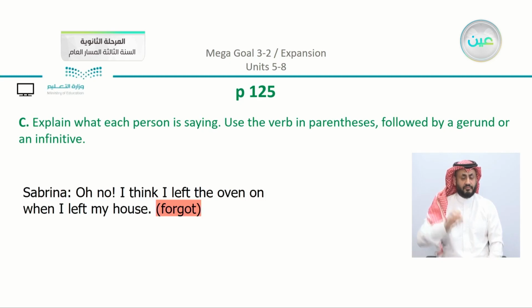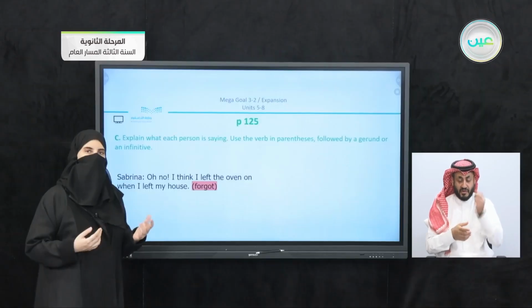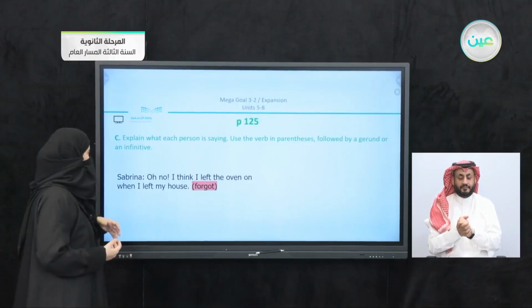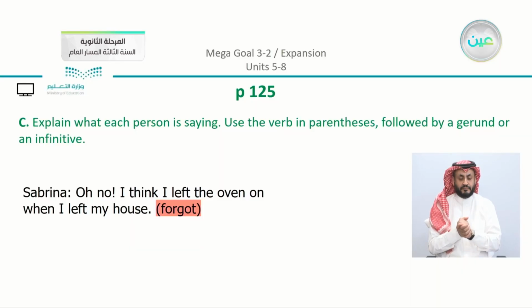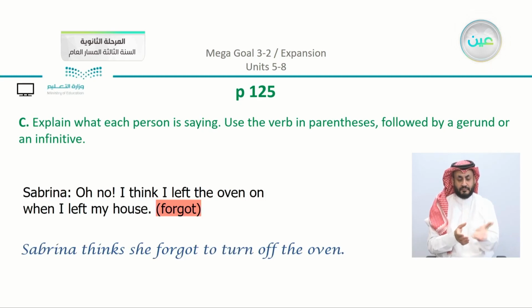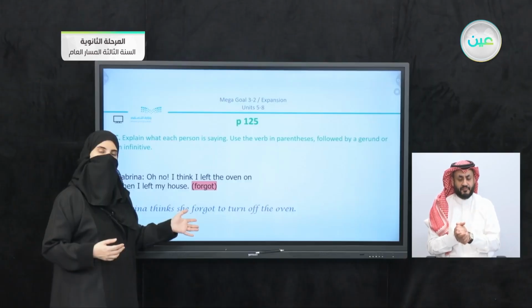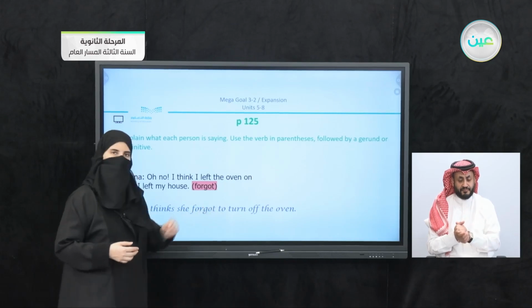Now, we did study in Unit 6 about gerunds and infinitives. Just to recall here, Sabrina said, oh no, I think I left the oven on when I left my house, and they put between brackets in the book the word forgot. We can here write the sentence, Sabrina thinks she forgot to turn off the oven. Now, we have here the verb forgot, and we have here to turn.